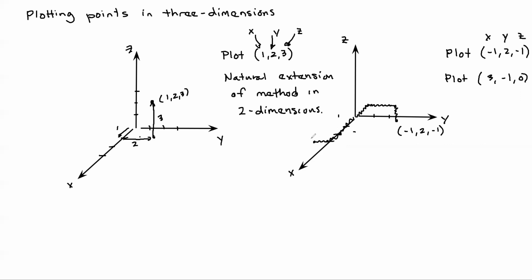And then z is 0 this time. And so that's our point. And we would just stop there. If z had been positive, we would have gone up. And if z were negative, we would have gone down. Okay, so that is plotting points in 3 dimensions.